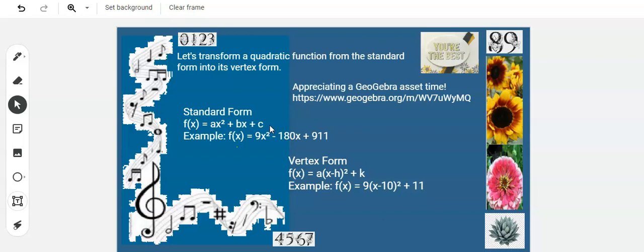Mag-transform ta og quadratic function from its standard form into its vertex form. Unsa gani itong standard form? Let's review. Let's describe the standard form.